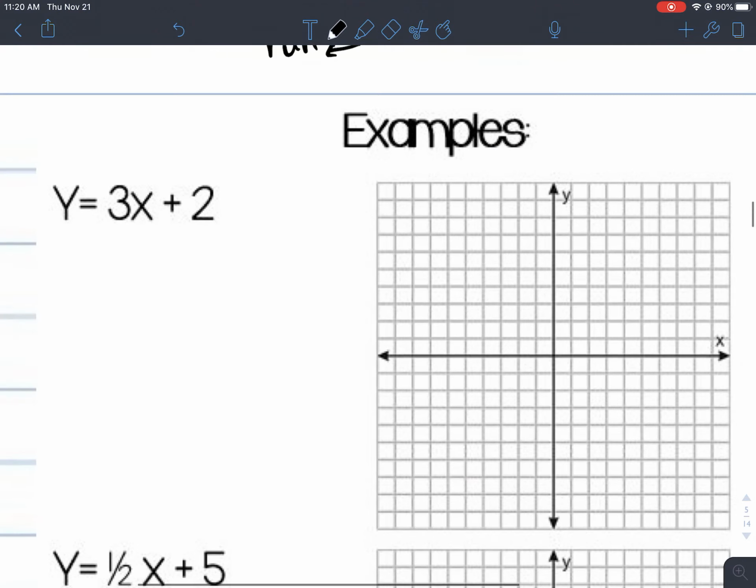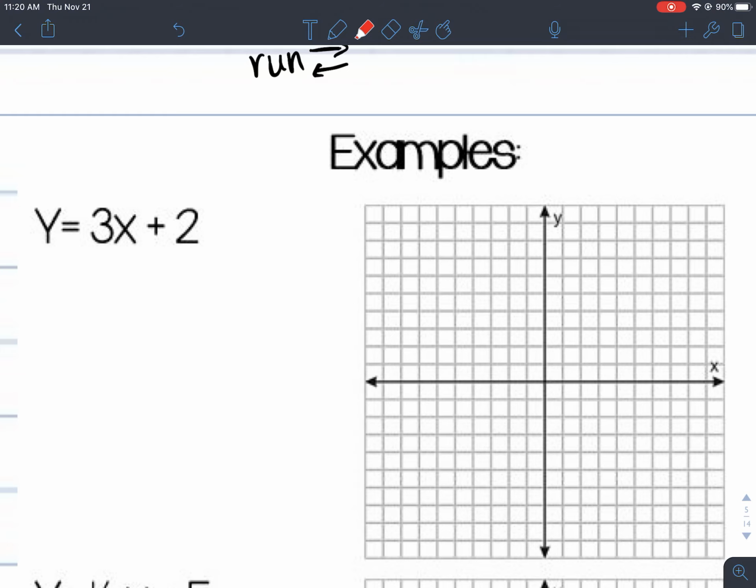Okay, so we'll fill in the examples that we did in class. We're going to start at 2. So you're always going to start there. It's going to be on the y-axis. And then we're going to use the number connected to the x to go up and over. So we're going to go up 3, over 1, up 3, and then move to the right 1 because it's positive. We can also use 3 over 1, which is the same thing as negative 3 over negative 1. So we can go down 3 and left 1, down 3, left 1.